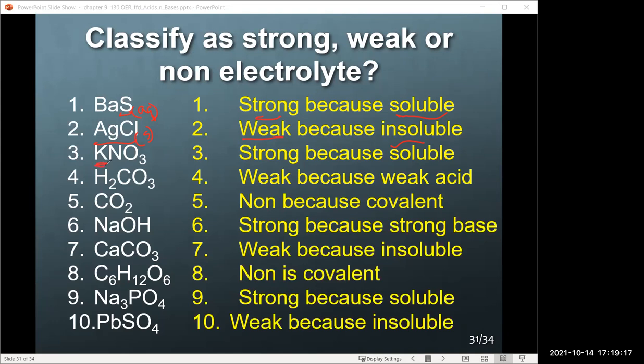Potassium, you don't have to go any further. You saw potassium first thing written. It is very soluble and makes it a strong electrolyte.